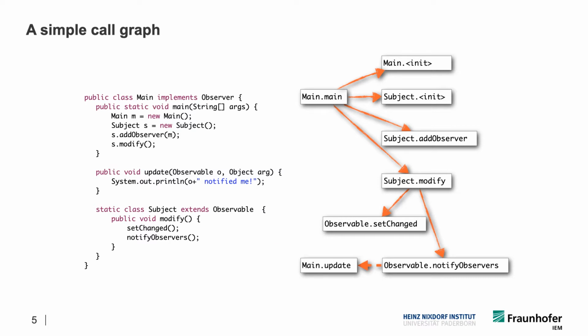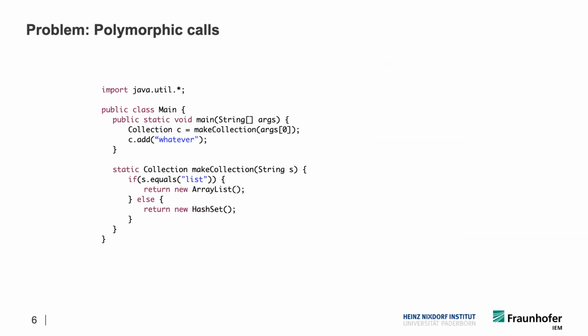And in that particular observable that we have here, which is basically main, we actually will call this update procedure here. Okay. Now, this was simple enough.